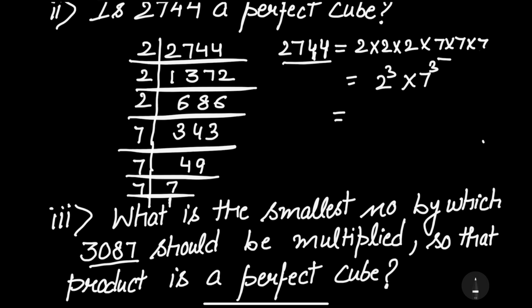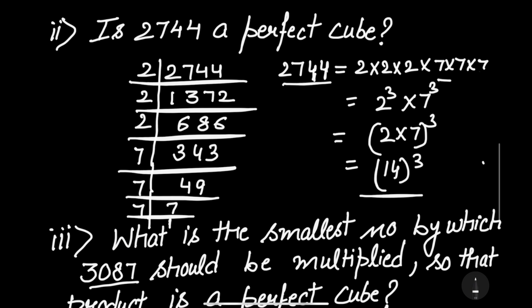Okay, so now for 2 and 7, the power is the same, so we can simply write it as 2 multiplied by 7 whole raised to power 3. So what is 2 into 7? It is 14. So 14 raised to power 3. So it is nothing but a perfect cube. This means 14 raised to power 3 is equal to what? 2744. So yes, it is a perfect cube.